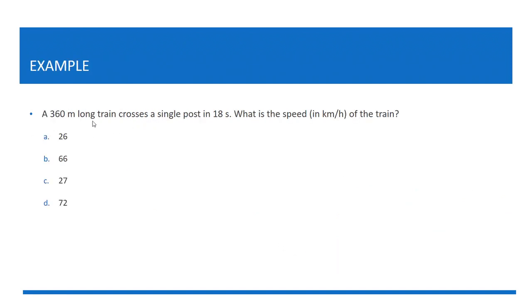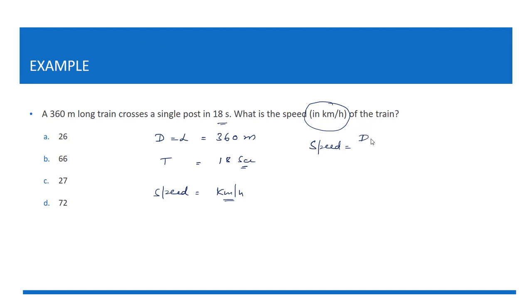A 360 meter long train crosses a single post in 18 seconds. What is the speed of the train in kilometer per hour? We need to find it in terms of kilometer per hour here, right? The distance is equal to the length of the train itself, that is going to be 360 meter, and the given time is 18 seconds, correct? What we need to find? We need to find speed in terms of kilometer per hour. First let us find it in terms of meter per second only.